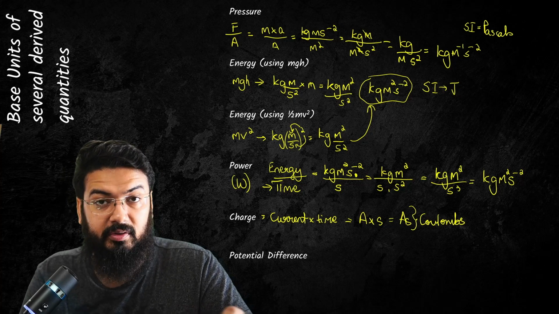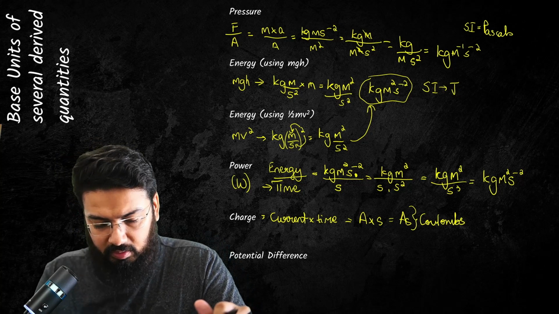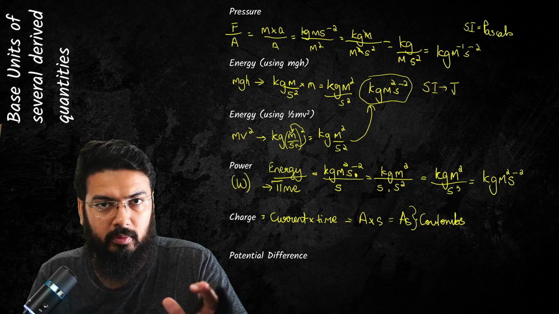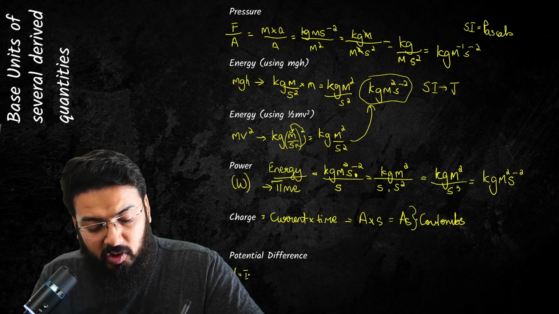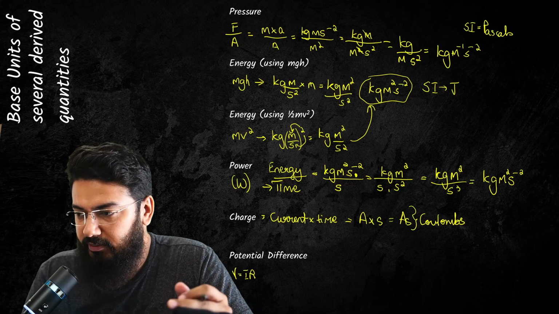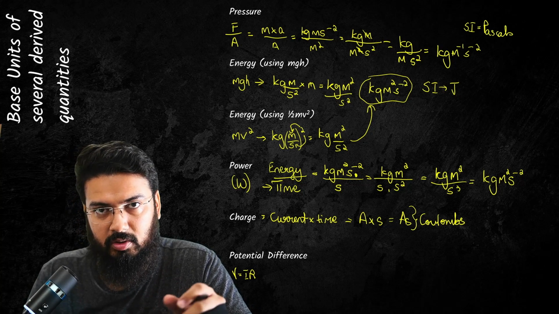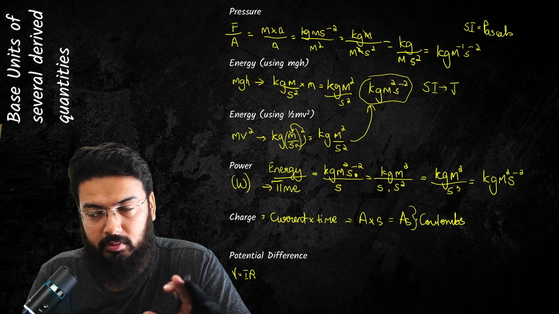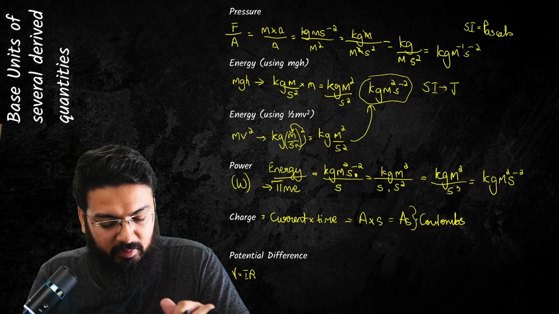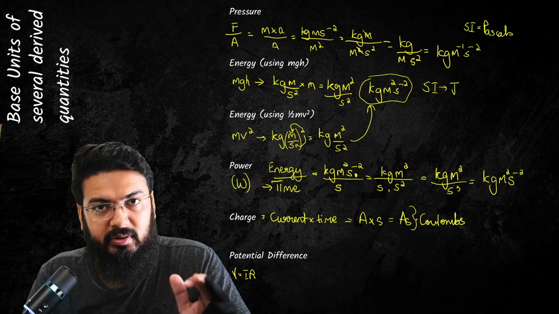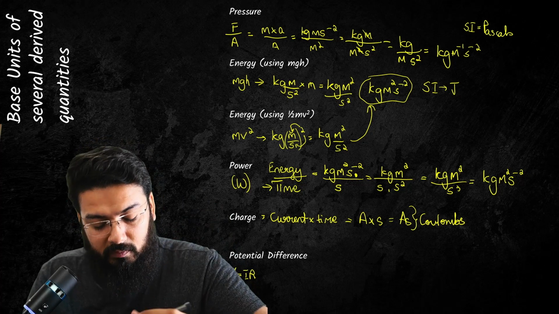Then you've got potential difference. Now, potential difference is an interesting one. So let's talk about the formulas you have for potential difference. One is V equals IR, but I'm not going to use it. Why? Because R itself has a complicated set of units, so being able to derive R's units is going to be a little problematic. So instead, I'm going to derive V, the potential difference, from a formula you learned back in O-levels.